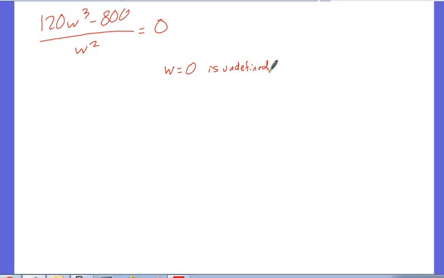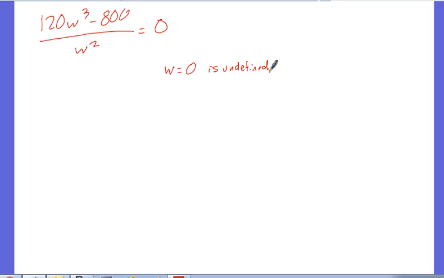No. So it kind of makes sense because, remember, this is a real-world problem. We're building a box. Can I build a box that has a width of 0? No. It wouldn't be a box if I tried that. Does that make sense? So this is where the math agrees with the real world, guys. So W is 0 is undefined. So it's there for us mathematically, but it just makes sense in the real world to say, well, obviously I can't have a box with no width, right?